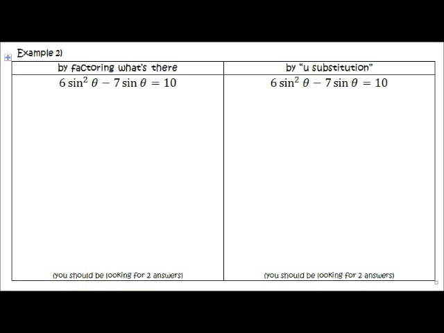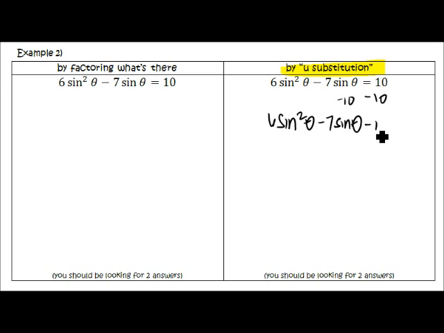I want to teach you a second method for solving this quadratic that's called U substitution. U substitution is just a way to make this thing less of a headache to look at and easier to factor. You're going to use U substitution all the way through pre-calc and calc. Here's how it goes. Let's first move 10 over to the other side just like normal. We're left with 6 sine squared theta minus 7 sine theta minus 10 equals 0.